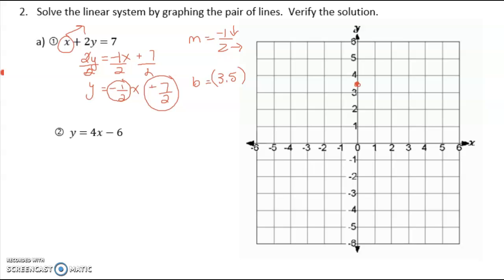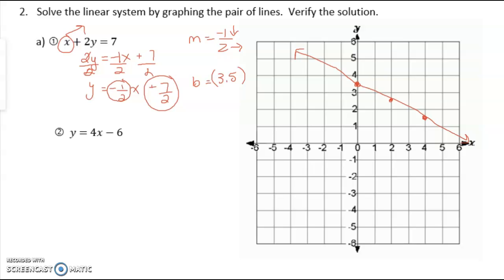Put a dot. Okay? Now we have to go down 1 over 2. 1, 2. You go down 1 over 2. 1, 2. Okay? And now, if you were to use your ruler, okay, we have our line. So that's our first one. Now we're going to do our second line. I'll do that one in blue.